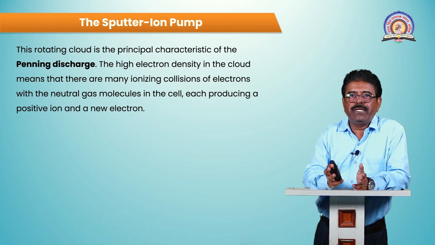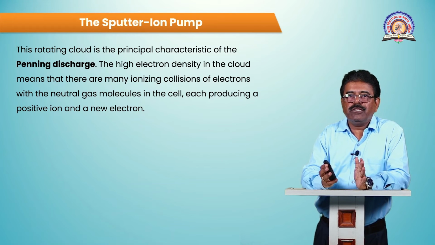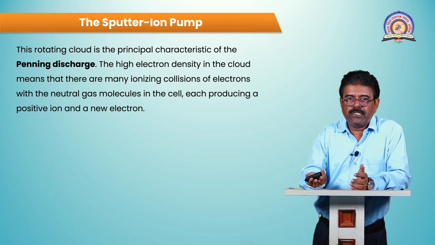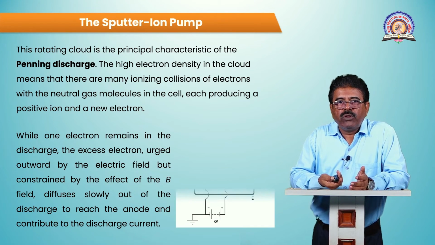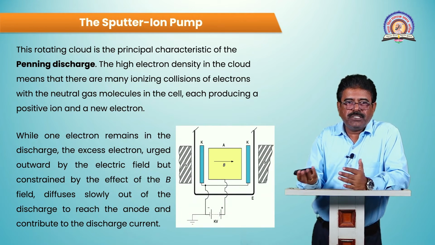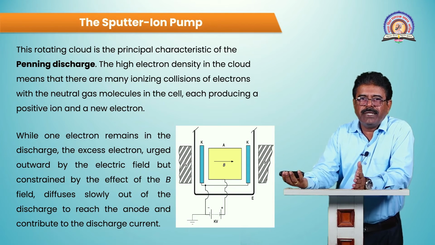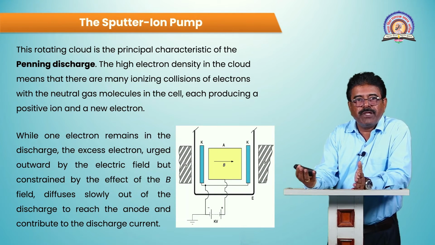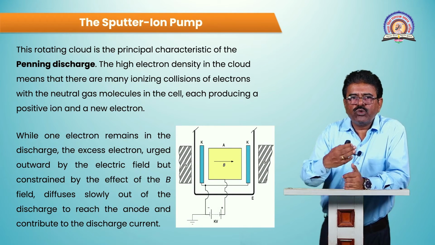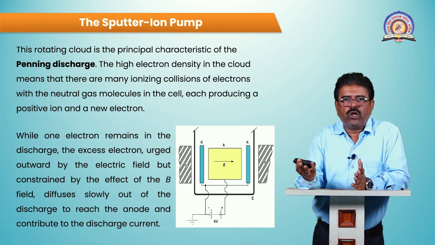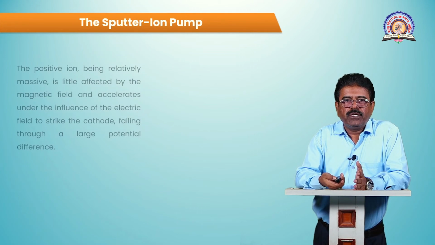The high electron density in the cloud means that there are many ionizing collisions of electrons with the neutral gas molecules, each one producing an ion and an electron. So, the electrons remain in the discharge process, and the excess electrons are urged outward by the electric field, but they are constrained by the effect of the magnetic field and they will diffuse slowly. So, the process of discharging the electrons towards the anode is very slow. Meanwhile, they will perform a number of collisions.